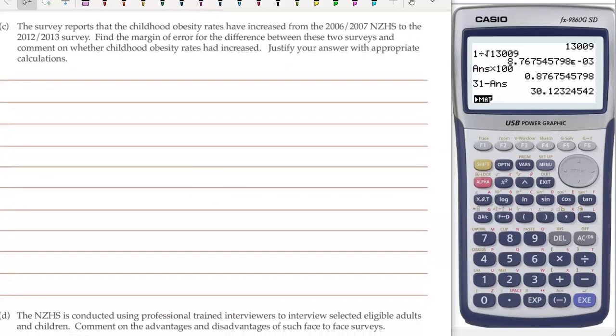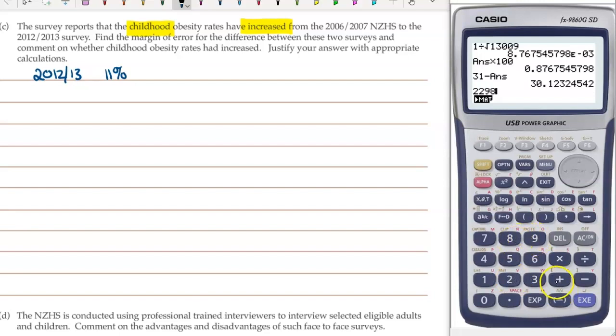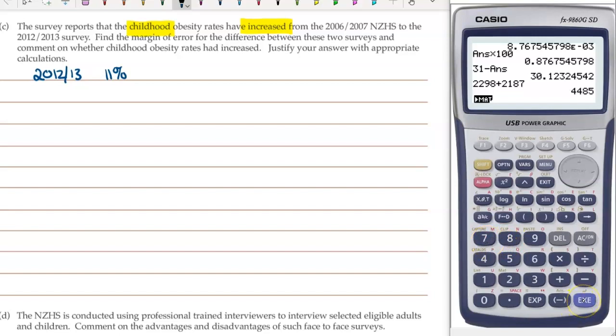Part C, the survey reports that childhood obesity rates have increased. Find the margin of error for the difference between those two surveys. Comment on whether that has actually happened. So in the 2012-13 survey, childhood obesity was reported as 11%. There were 2,298 boys and 2,187 girls, making a total of 4,485.